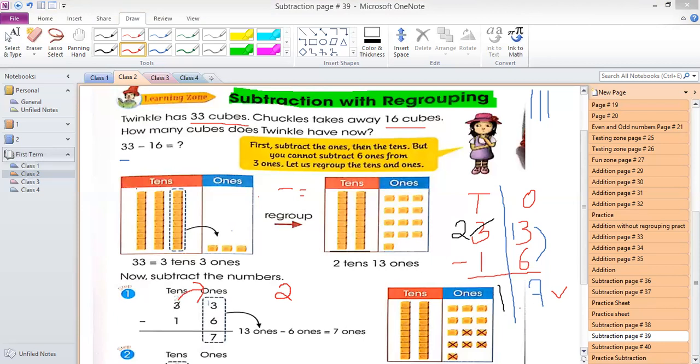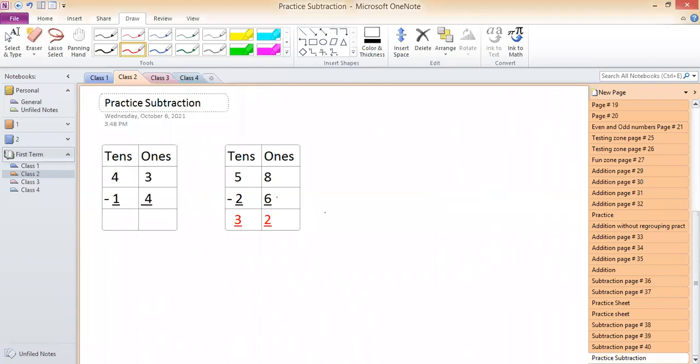So let's take one more example, guys. Come to the practice session. Here we have 43 minus 14. We have to minus 14 from 43. So I'm going to take one of the students who will tell me how to subtract 14 from 43. Anas Fahad.